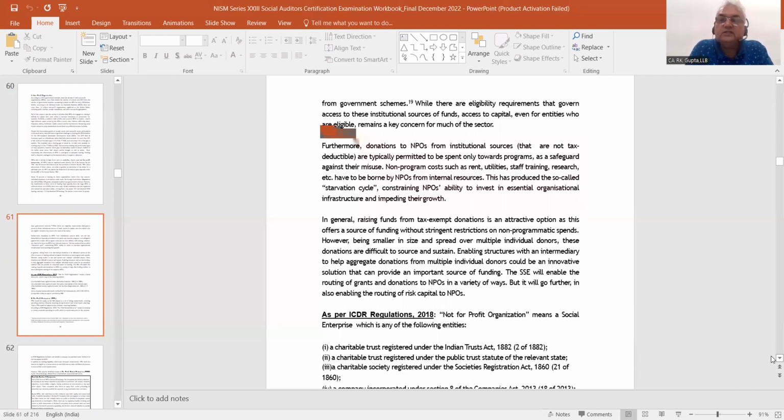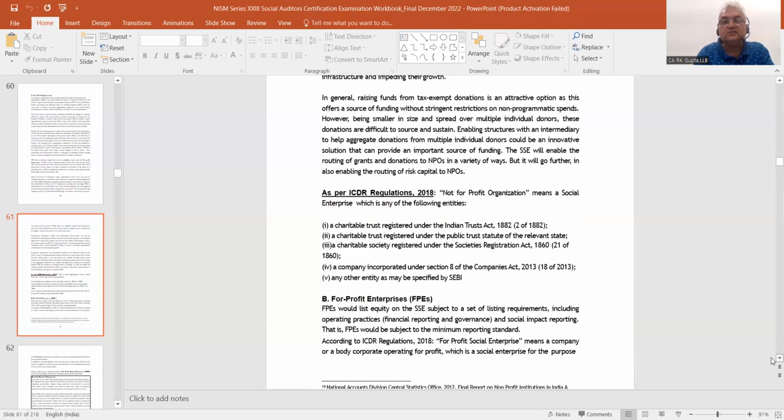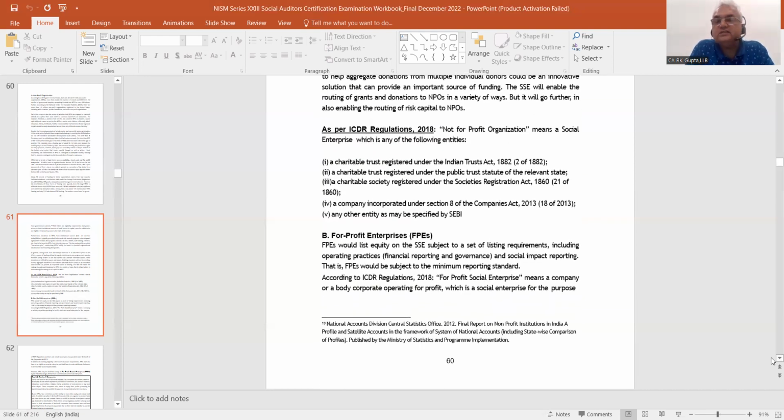These organizations which will be issuing their scripts on the social stock exchange will be subjected to these ICDR regulations also. As per ICDR regulations, a not for profit organization means a social enterprise, which is any of the following. It could be a trust, it could be a society, it could be a Section 8 company. ICDR recognizes two types of NGOs: one is not for profit organizations, and then there are for profit enterprises. These FPEs would list equity on the social stock exchange subject to a set of listing requirements, including operating practices, financial reporting and governance, and social impact reporting. That is, for profit enterprises would be subject to minimum reporting standards.